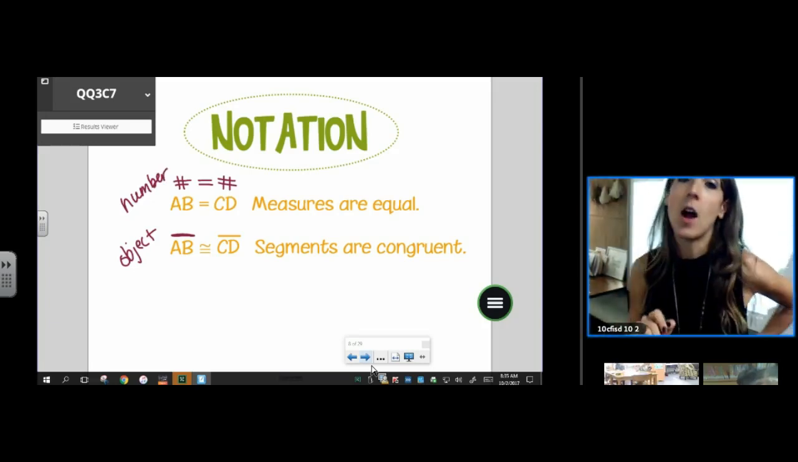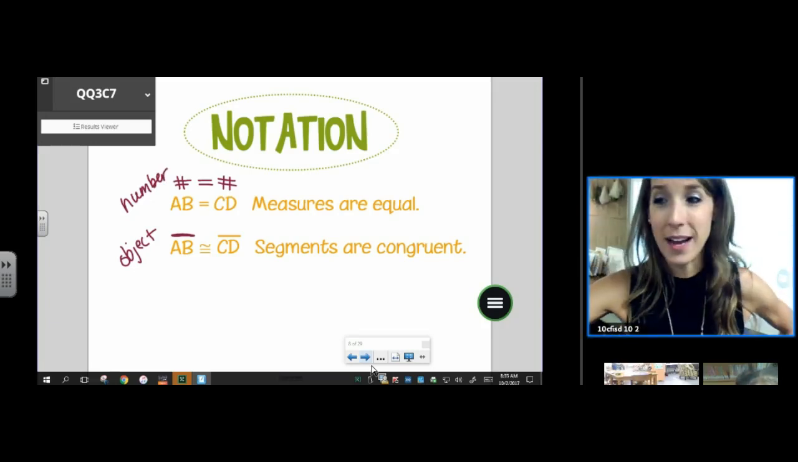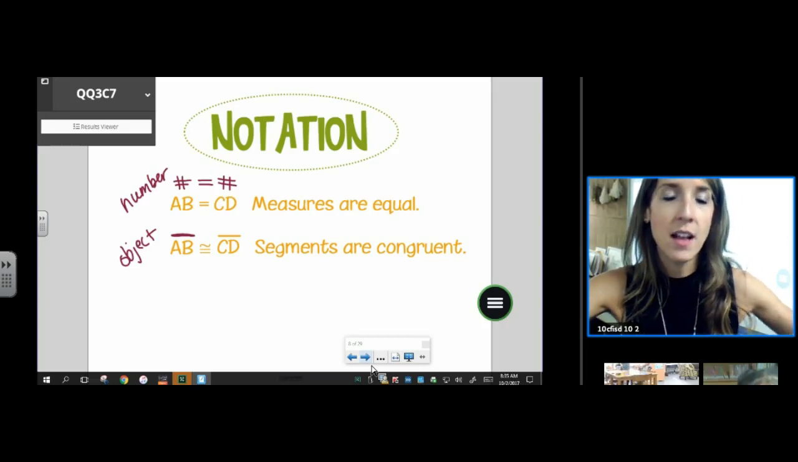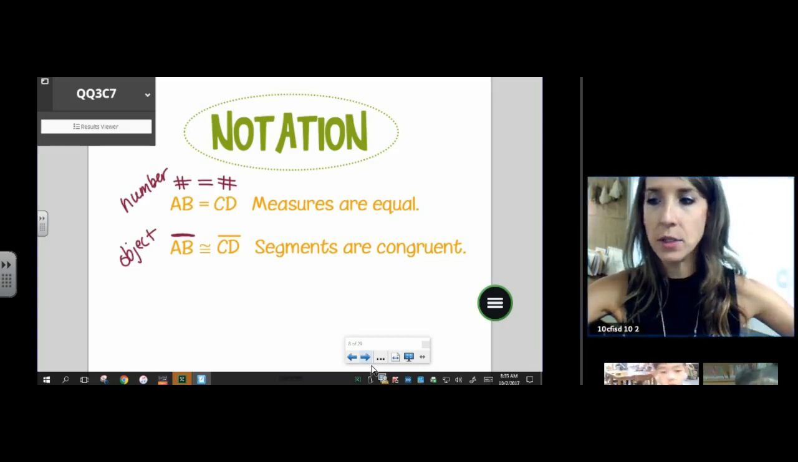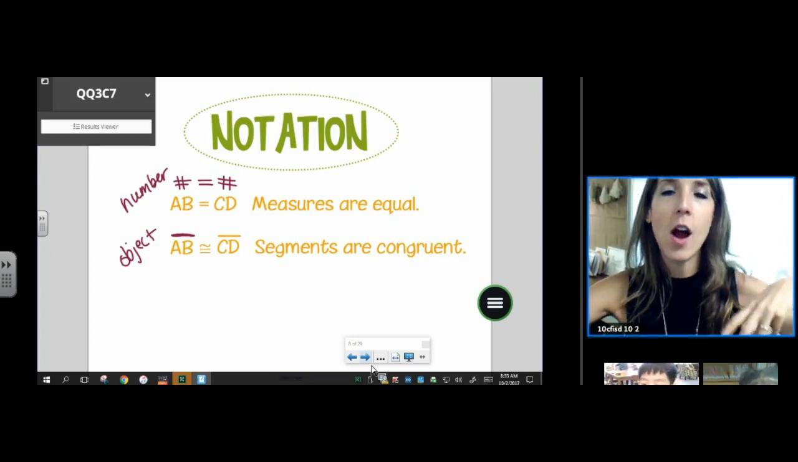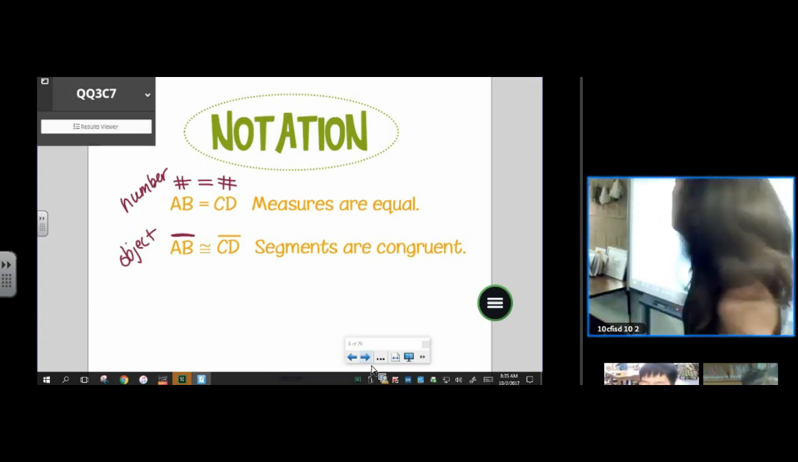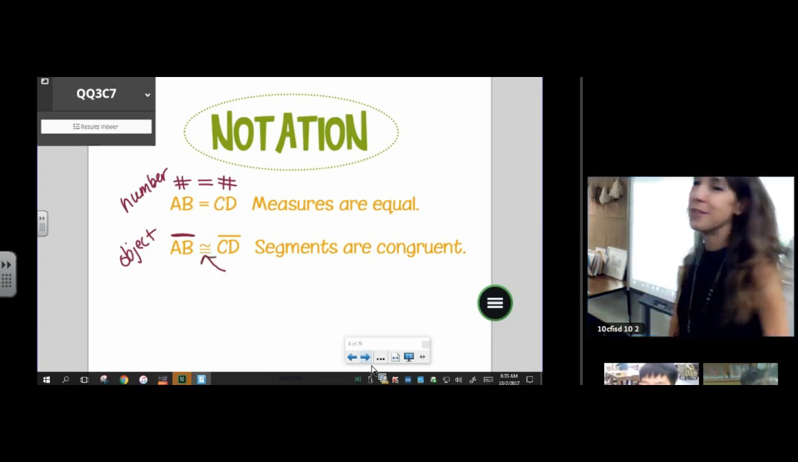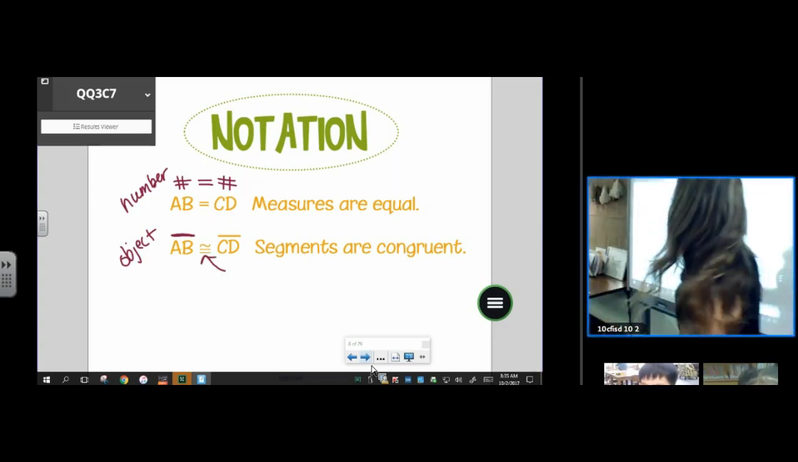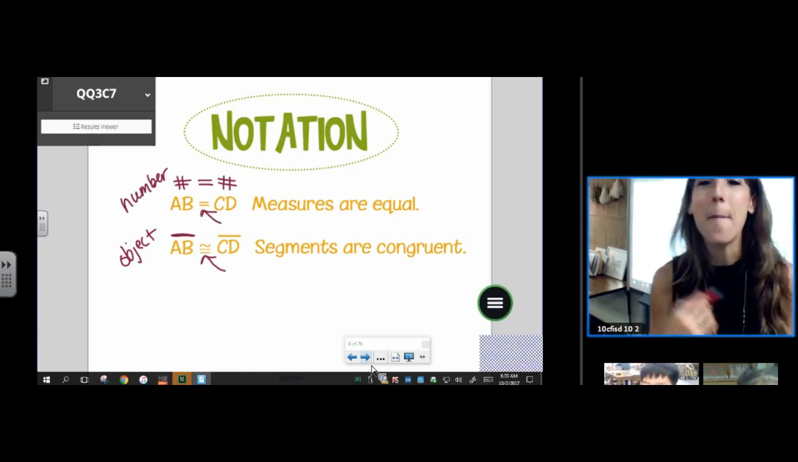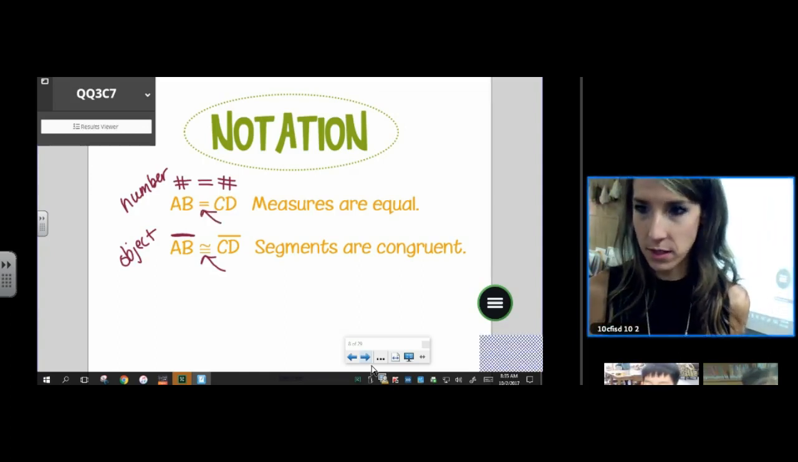When I'm talking about objects, I can't use equal signs. Objects can't equal each other. You can't say this octagon equals that octagon. You just don't use that language in math. Instead, we say that objects are congruent. So it's appropriate to use the congruent symbol when you're talking about objects and to use the equal symbol when you're talking about measures, about numbers, okay?